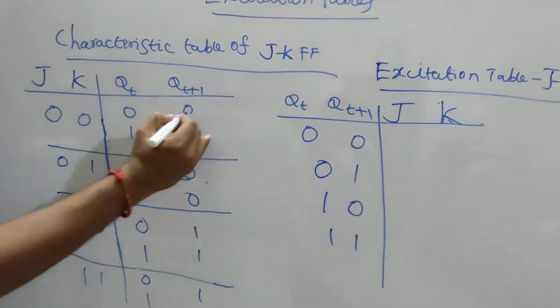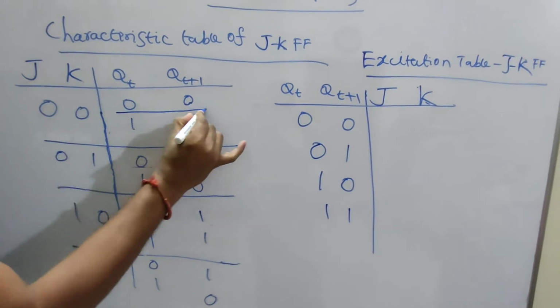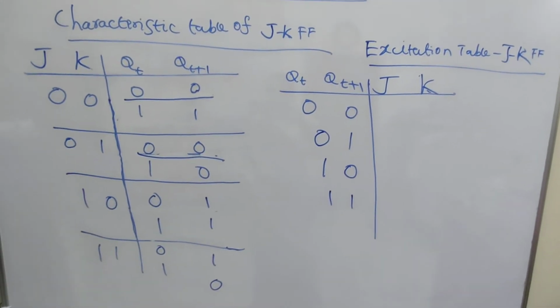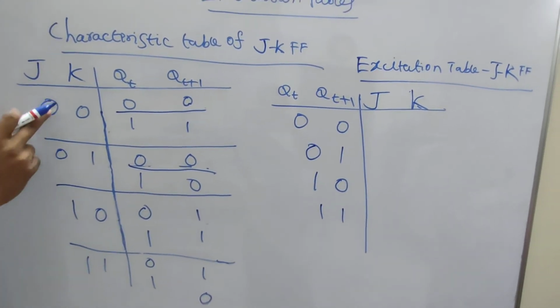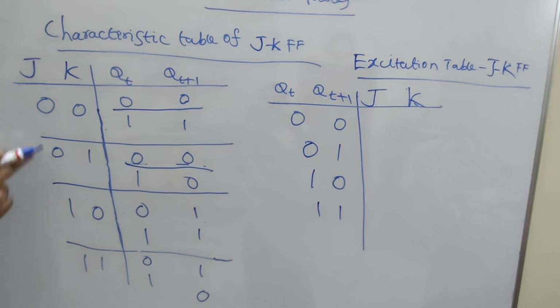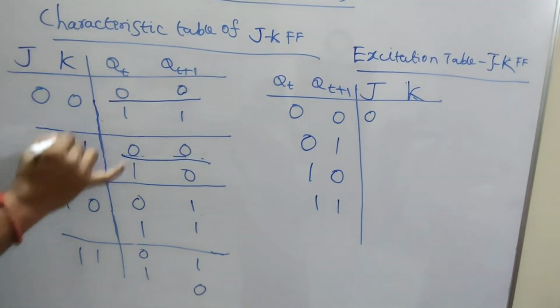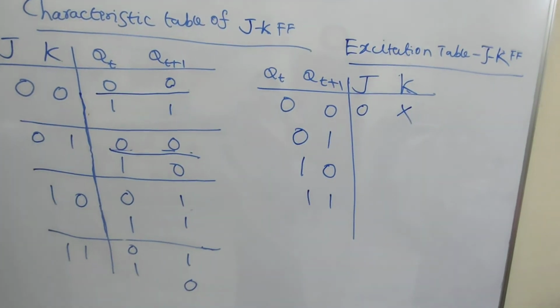Okay, 0, 0. Just look at 0, 0. It is coming in two combinations here. Look at the value of J and K. J is not changing, K is changing. So J value is not changing, which means it is 0 in both the cases. So I am retaining 0 as it is, but K value is changing, so I am putting don't care, X, here.